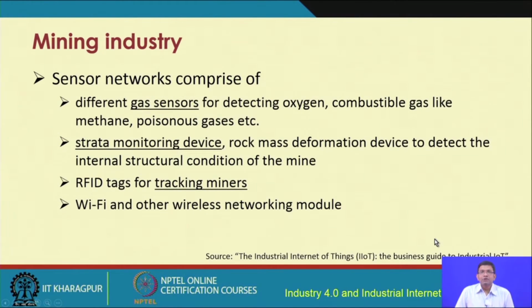In the mining industry also, there is gas monitoring, the example that I had shown you at the very beginning, gas monitoring in coal mines, etc., monitoring the concentration of poisonous gases like methane, carbon monoxide, etc. This can be possible with the help of IIoT based technologies.